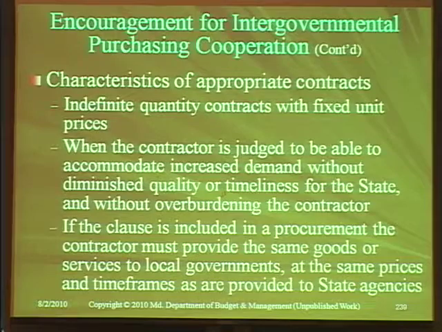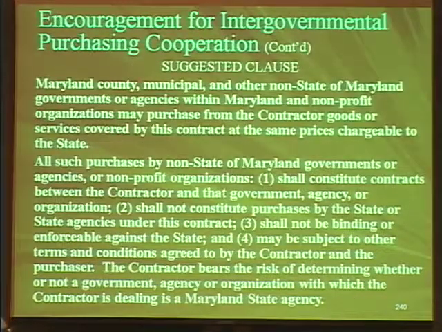Here are characteristics that you may want to look at for intergovernmental cooperative purchasing. Here's the suggested clause, and I think I have updated this to include nonprofit organizations. So Maryland county, municipal, and other non-state of Maryland governments or agencies within Maryland and nonprofit organizations may purchase from the contractor goods or services covered by this contract at the same prices chargeable to the state. All such purchases by non-state of Maryland governments or agencies or nonprofit organizations, 1, shall constitute contracts between the contractor and that government, agency, or organization.